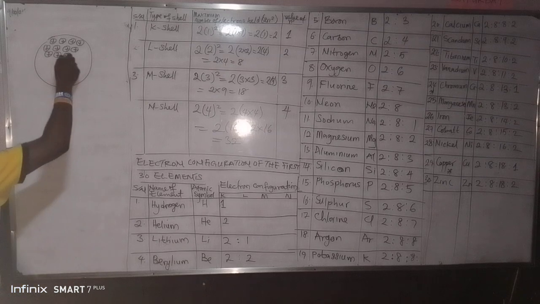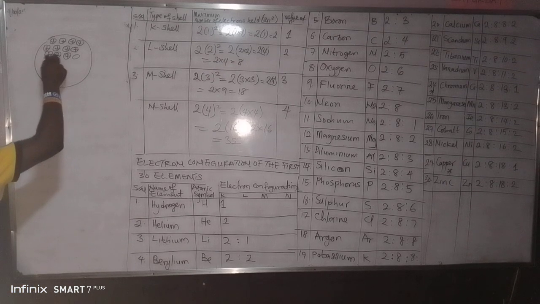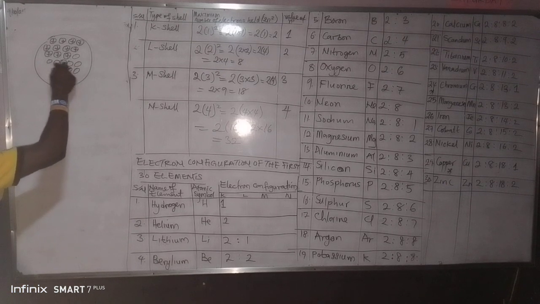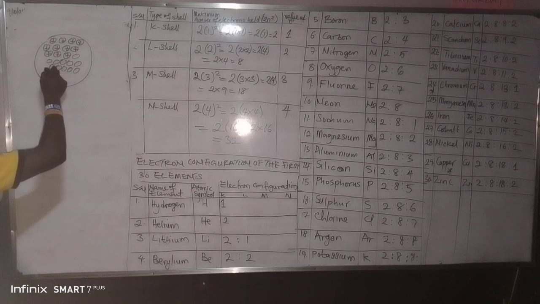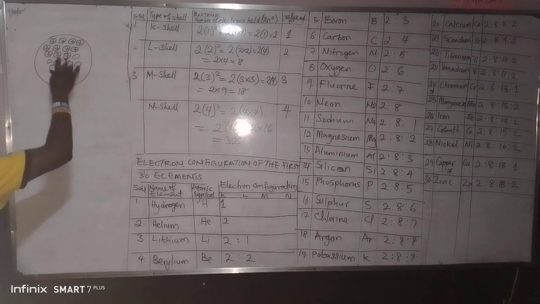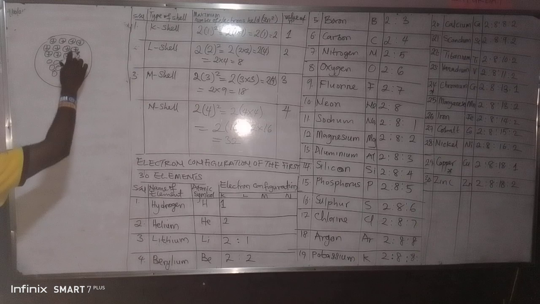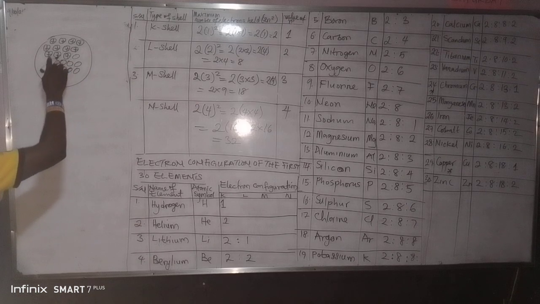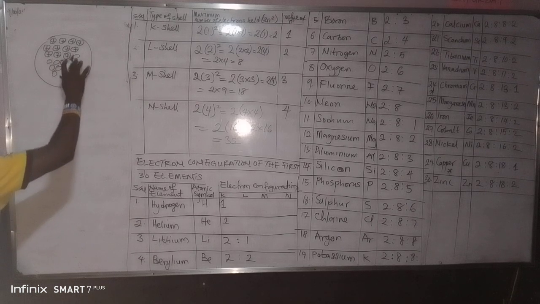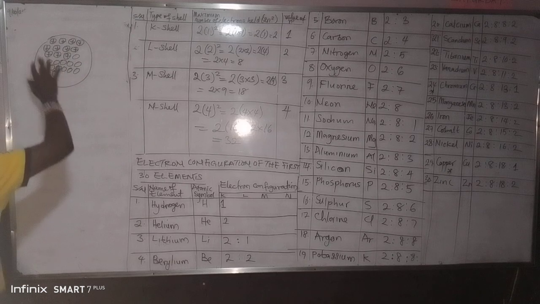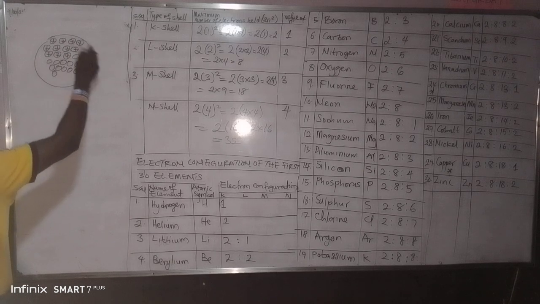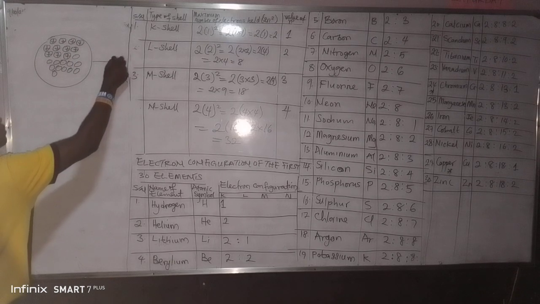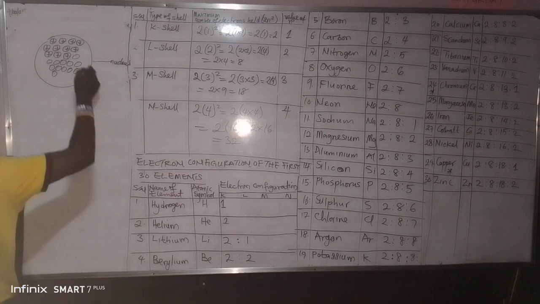Then 11, 12, 13, 14, 15, 16, 17, 18, 19, 20, 21, 22, 23. So these are neutrons. How many neutrons? 1, 2, 3, 4, 5, 6, 7, 8, 9, 10, 11, 12. 12 neutrons, 11 protons. The atomic mass is now adding them together. So this is the nucleus of the atom.